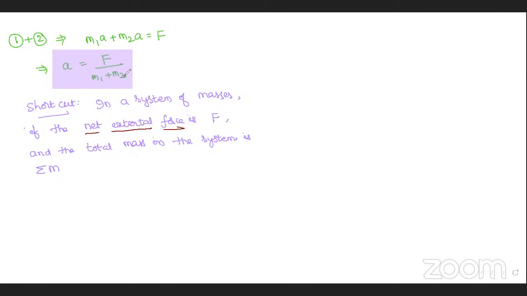I think you know how to write sigma m. Since there are two masses, m1 plus m2; three masses, m1 plus m2 plus m3; four masses, m1 plus m2 plus m3 plus m4, and so on. That can be written as sigma m. Is it right? Then the shortcut to find the acceleration: A equals the net external force divided by the total mass in the system.